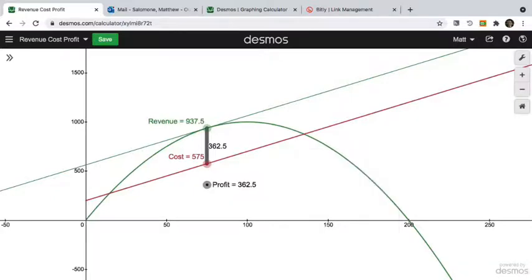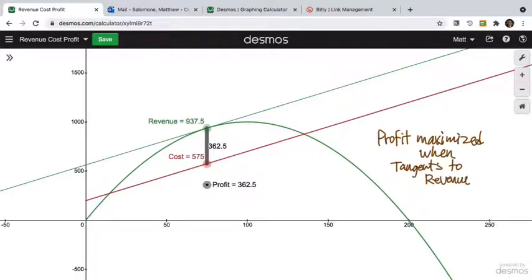So what we might conjecture from all of this is that profit is maximized when the tangent lines to revenue and cost graphs have the same slope. Let me say are parallel and have the same slope. Same slope. So that seems meaningful. That seems important.